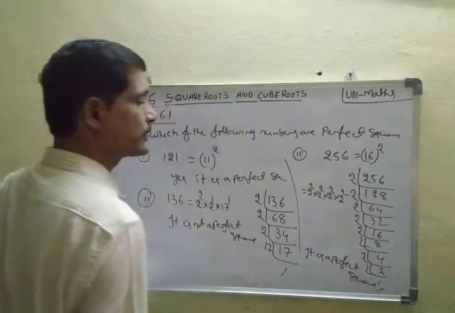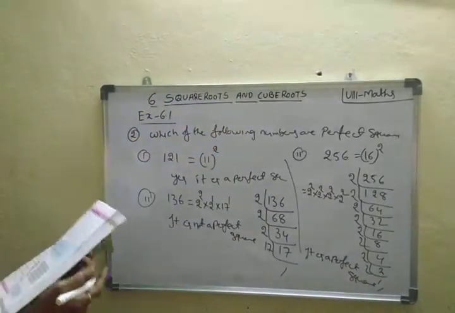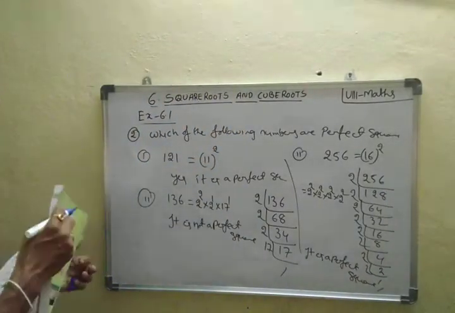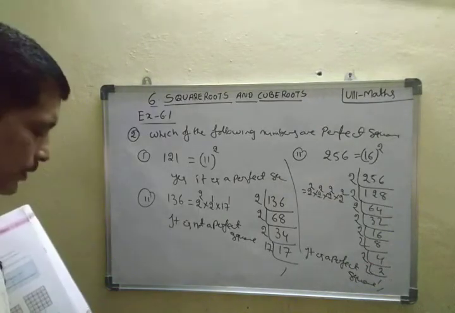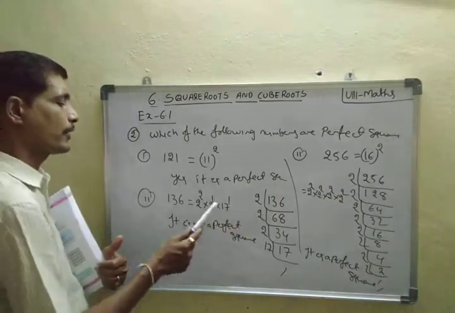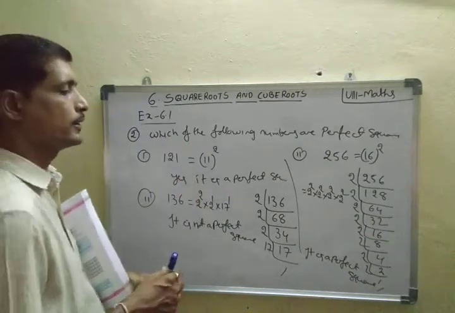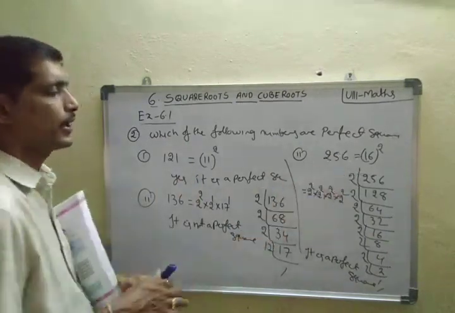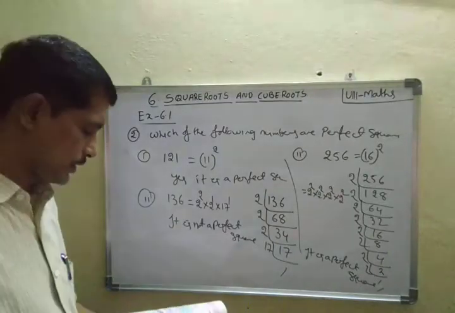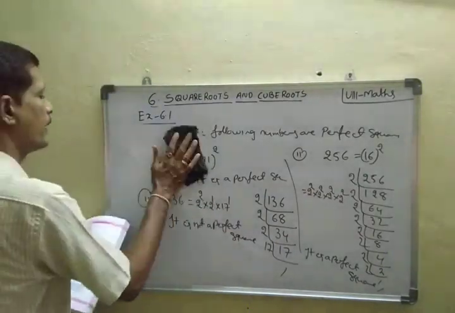Perfect square means compulsorily pairs of numbers. Here 121, 11 square is there. Yes, it is a perfect square. 136, the prime factors are 2 square, 2 power 1 into 17. It is not a perfect square. Next, here 256, 16 square. Yes, it is a perfect square. Next, third one.